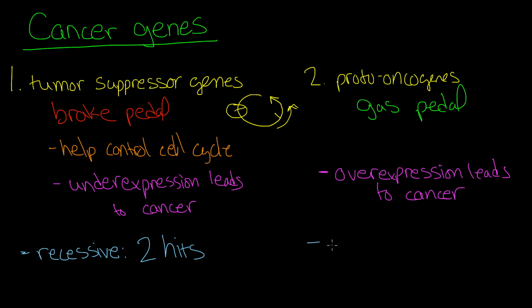Meanwhile, with proto-oncogenes, these are mutated in a dominant fashion, which requires only one hit. And that kind of makes sense, because when you think about a proto-oncogene, even if you just mutate one copy of a gene, right? So even if just one copy is getting more gas, then we could have a big issue that could lead to cancer.